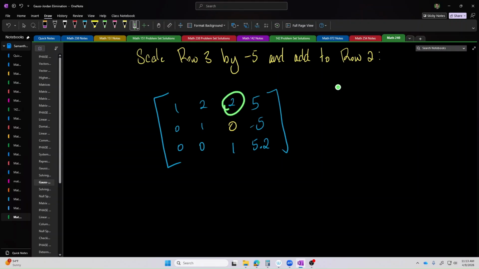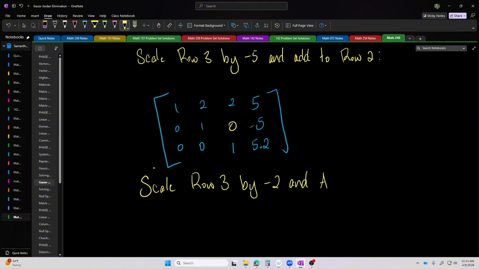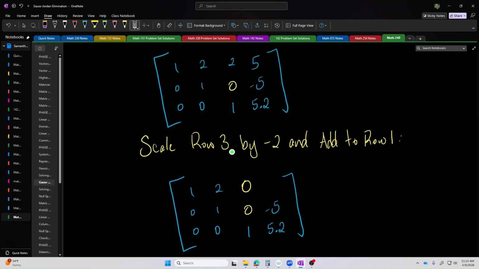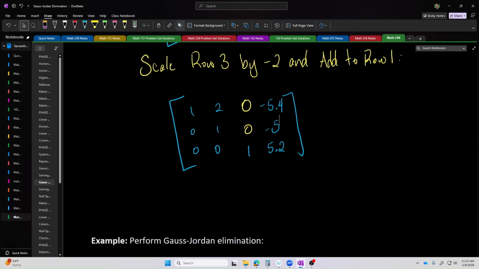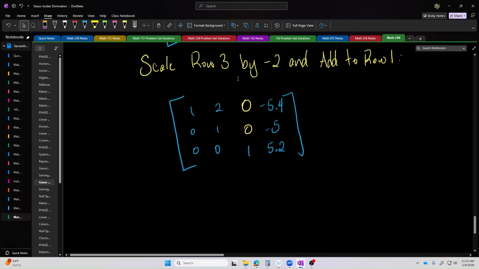To get rid of this positive 2, I want to create a value of negative 2. And since my pivot is equal to 1, I can do that pretty simply. Just scale row 3 by minus 2 and add it up to row 1 to cancel out that 2 value. So if I do 5.2 times negative 2, and I combine that with positive 5, that's a value of negative 5.4. Okay, so I have now cleared out all the entries above the 1 in the third column.